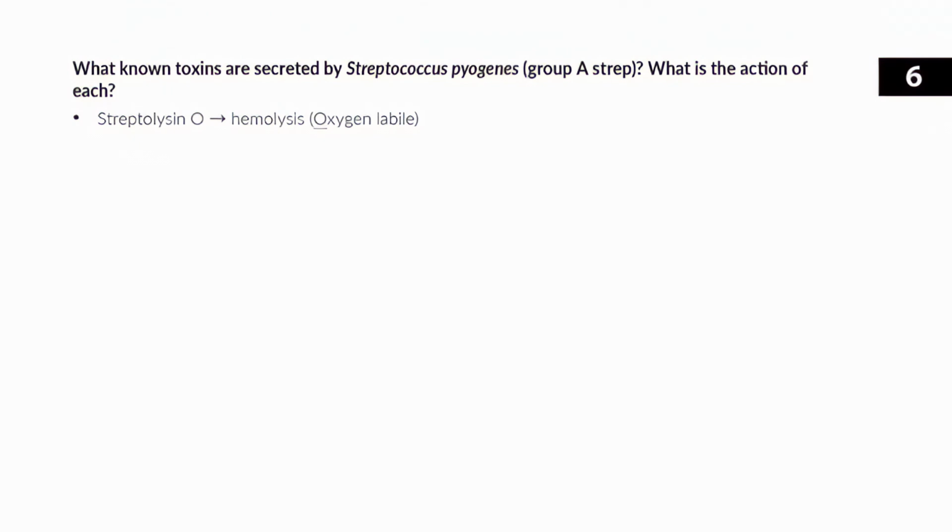You might recognize the exotoxin streptolysin O because we use antibodies to streptolysin O to detect when a person has had an infection with group A strep. We can order ASO titers in order to check the serum levels of anti-streptolysin O antibodies. There's also streptolysin S. Streptolysin S is oxygen stable, so remember S for stable.